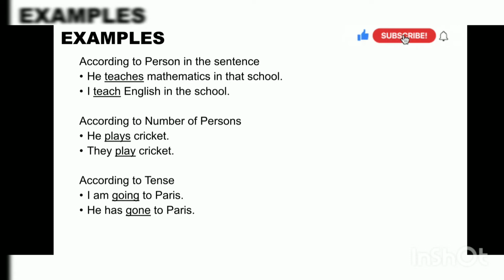Moving ahead, it is according to number of persons. He, singular or plural. Now he plays cricket. Now here play is the verb. He plays cricket and they play cricket. You see that the verb is changing, S and S removed. Next, according to tense, I am going to Paris. He has gone to Paris. Here go changes to going to gone according to the tense of the subject. So now we see what is finite verbs.